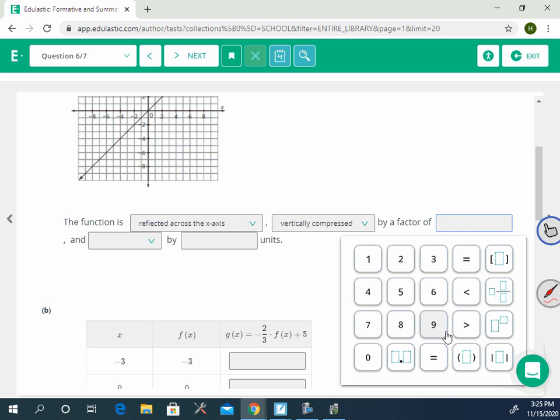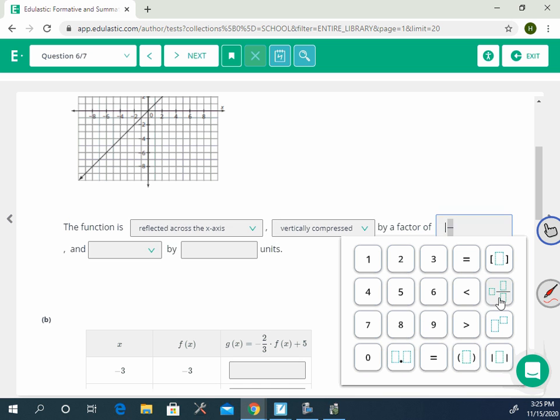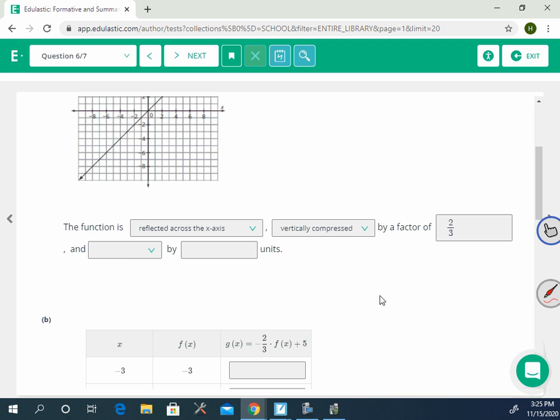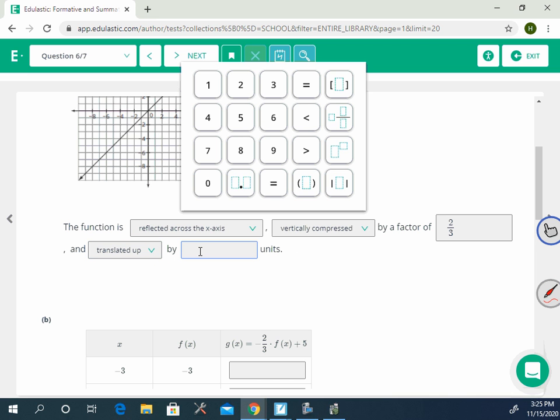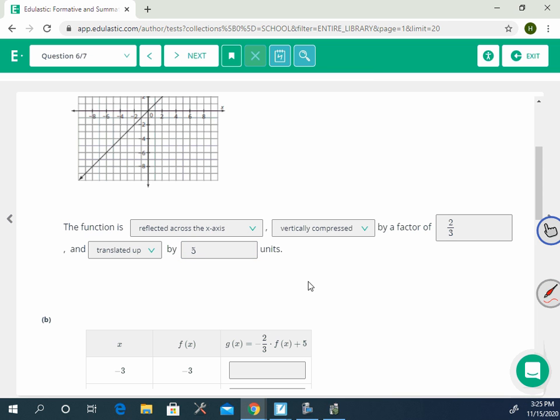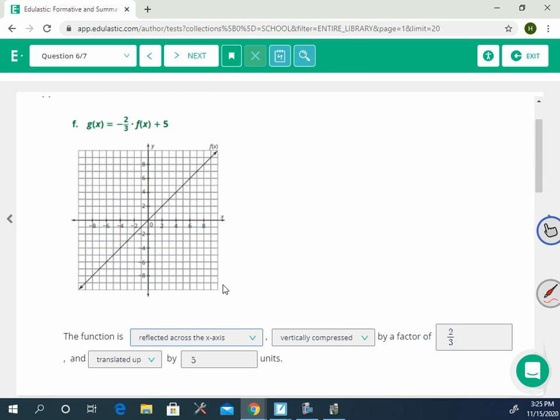Maybe just this one. There we go. Okay, so 2/3, and it's translated up by 5. Okay, so that would be the first part there.